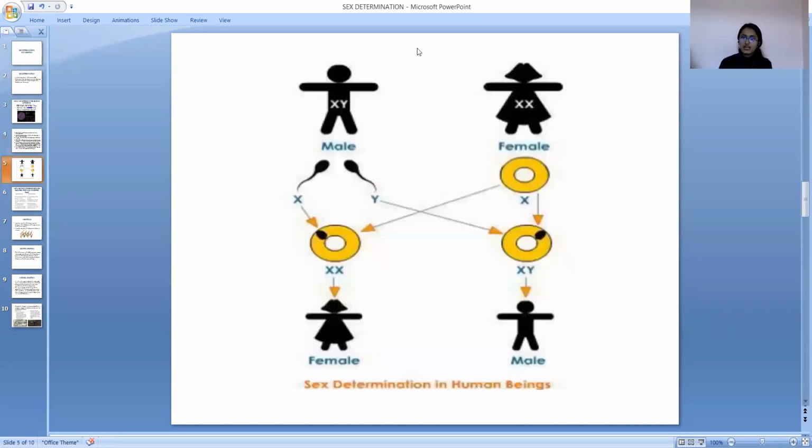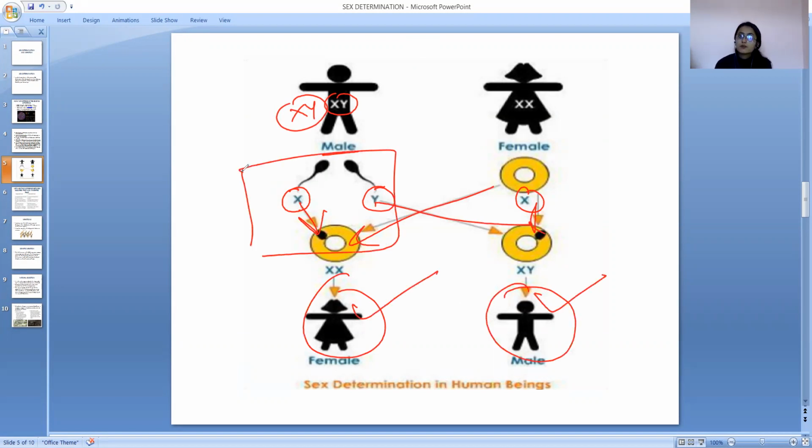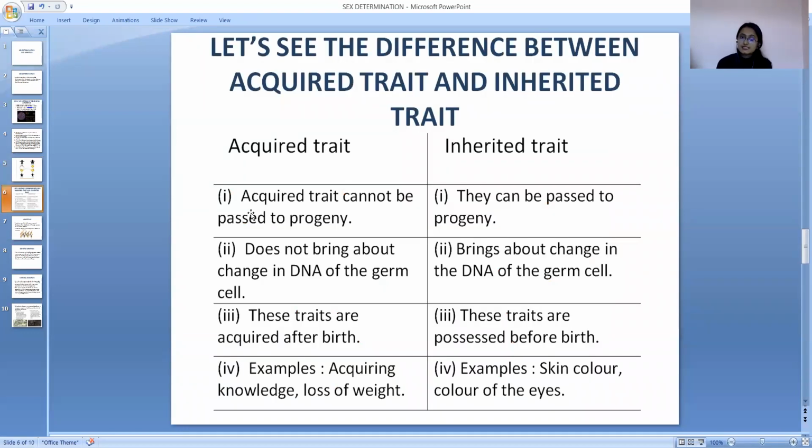Let's discuss with the help of a diagram here. You can see the XY sex chromosome from male can form an X gamete or a Y gamete, with equal probability, while the female only forms X. So when you cross X with X, it forms a girl. When you cross Y with X, it forms a male. So it depends on the gamete coming from the male's end. The female will only give the X chromosome. After this, we already talked about what we mean by trait. Traits are the characters transmitted from the parents.